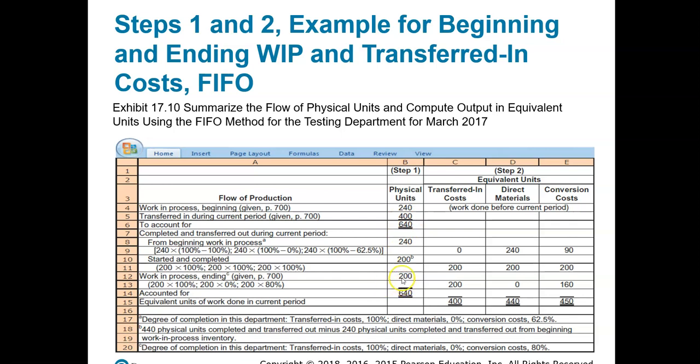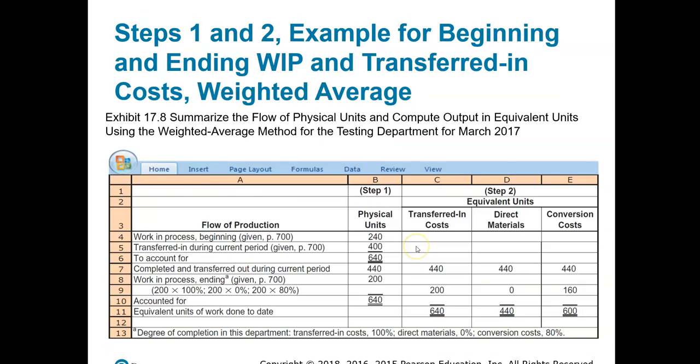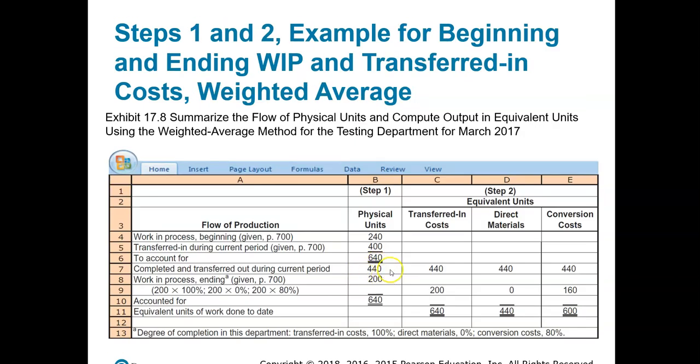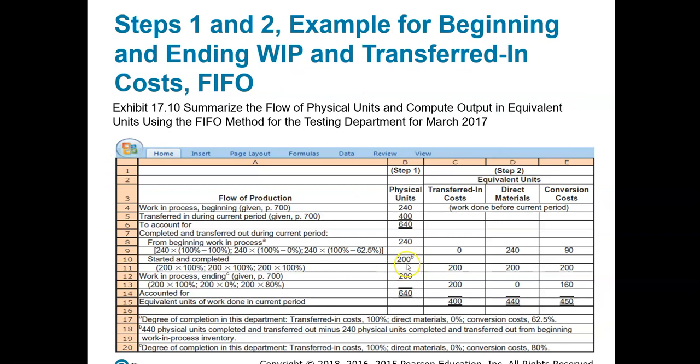So how many units do we have in ending inventory? Well, we had 200, which means how many units did we transfer out? We transferred out 440. The calculation of units transferred out is the same under both; there's no difference. The only difference is that under weighted average, we have just one line item, completed and transferred out during the current period. Under first in, first out, we separate that. We assume the beginning inventory was transferred out first. Since it was first in, it's the first one out the door.